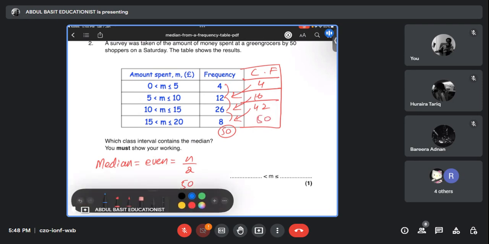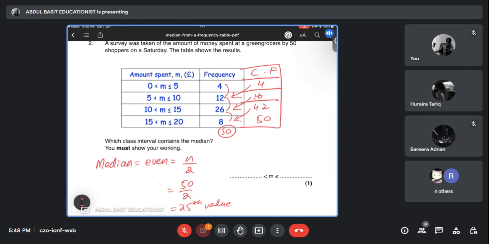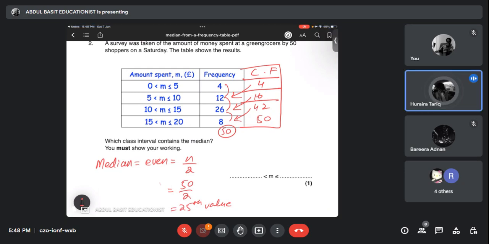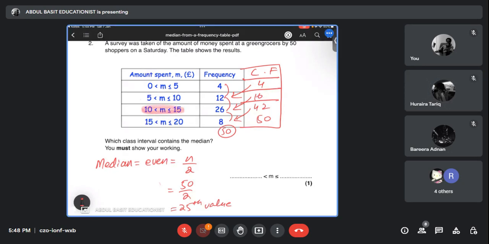नाउ अब हुरैरा जरा बताएं कि इसकी जो 25th वैल्यू है ये कहां पर आएगा? किस लाइन में आएगा? फर्स्ट वन, सेकंड वन, थर्ड वन, फोर्थ वन? Second, between second and third. Between second and third, so we have to go towards third. Okay, because 4 is in 4 25 is impossible, in 16 25 is impossible, in 42 25 is for sure. Agree? Yes, sir. So the median class is, you have to write that medium amount spent, greater than 10 but less than or equals to 15.